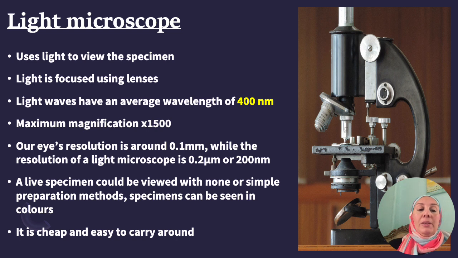A live specimen could be viewed with no or simple preparation methods. That's the best thing about light microscopes. You can view something as it moves, as it lives. If it has something that looks like a heartbeat, you might be able to see the beats and actually count them under the microscope. So that's one of the advantages of the light microscope.